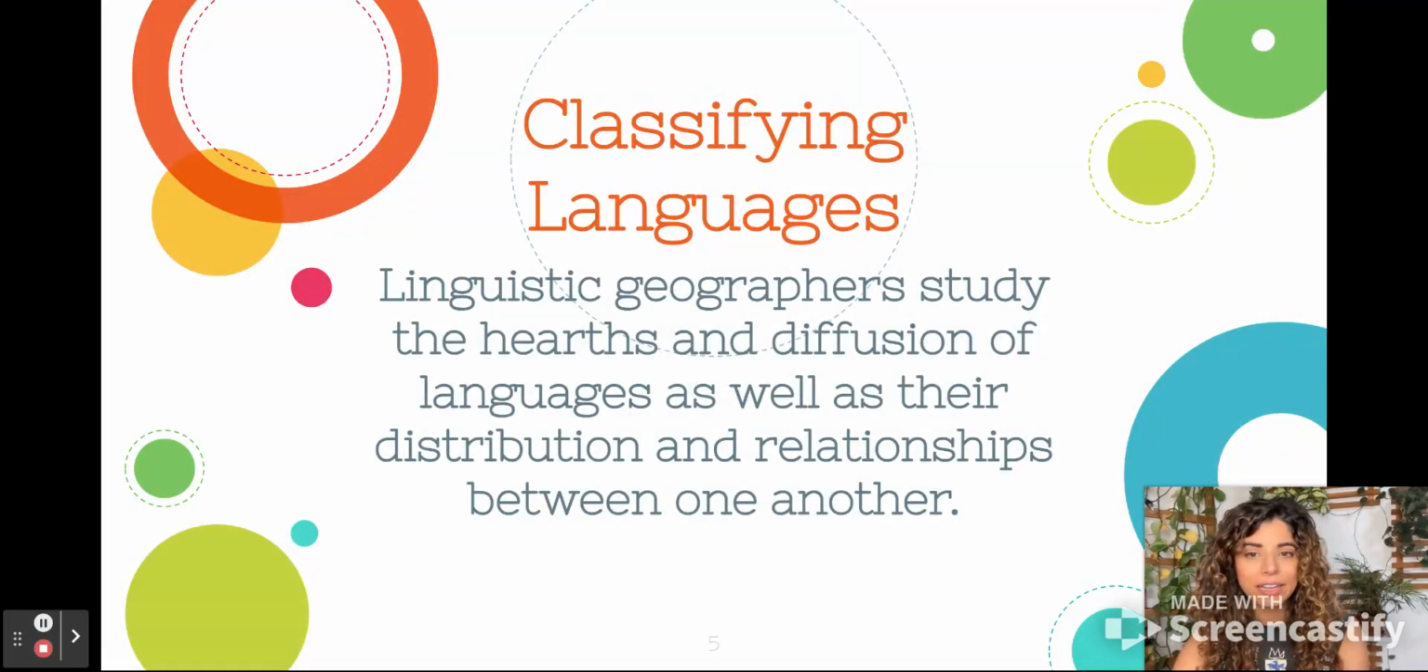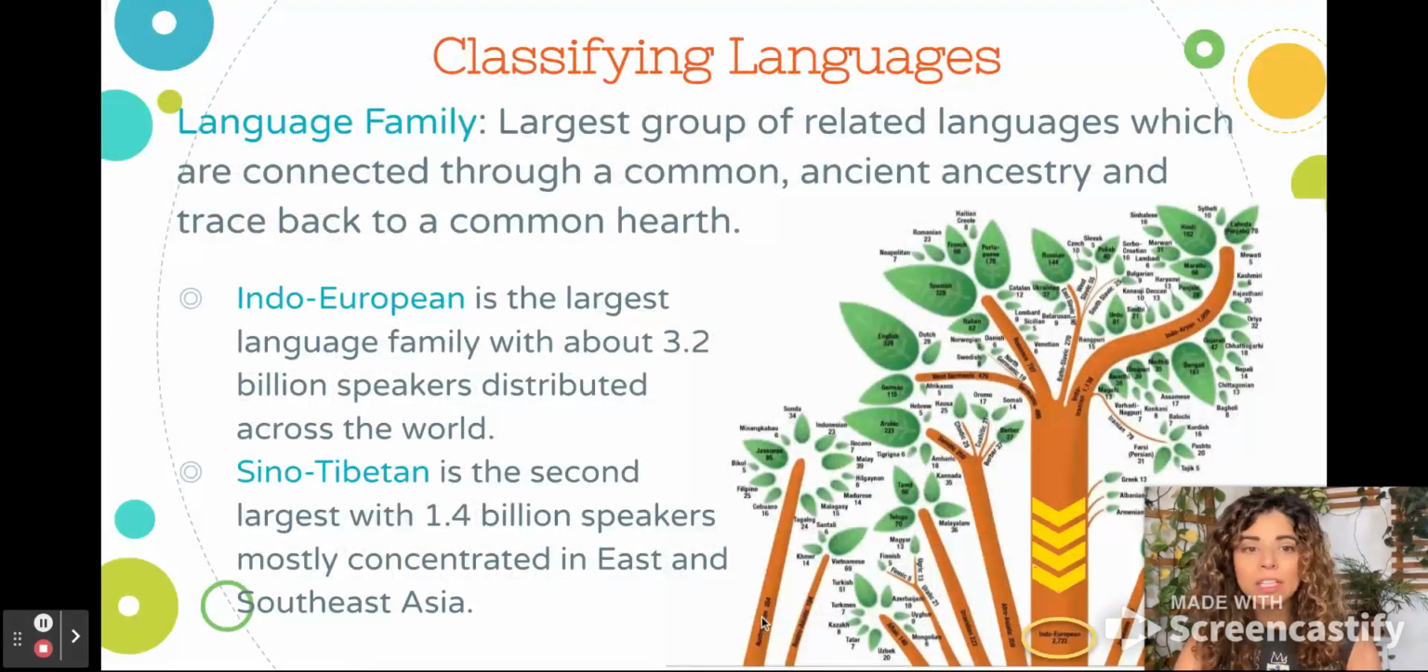So for classifying languages, essentially linguistic geographers study the hearths and diffusion of languages as well as their distribution and relationships between one another. And the way that they do that is pretty interesting. I'll give you all a couple of examples. For this first one, for classifying languages, you do need to know language family. That's the largest group.